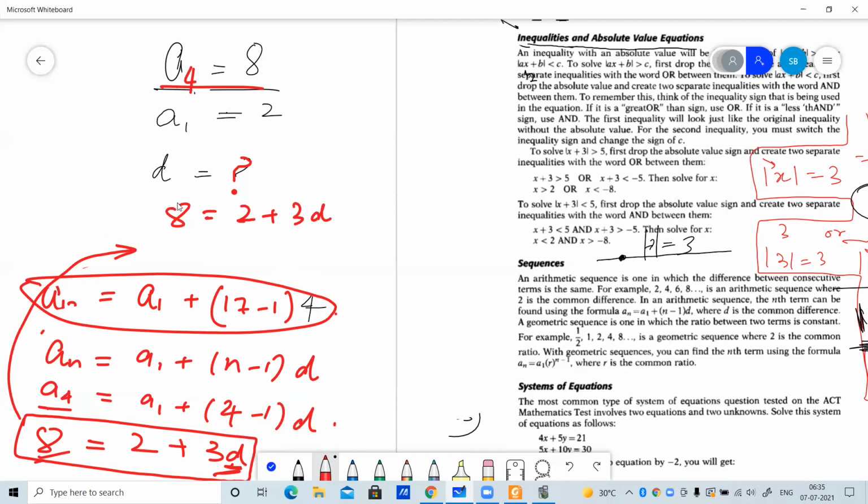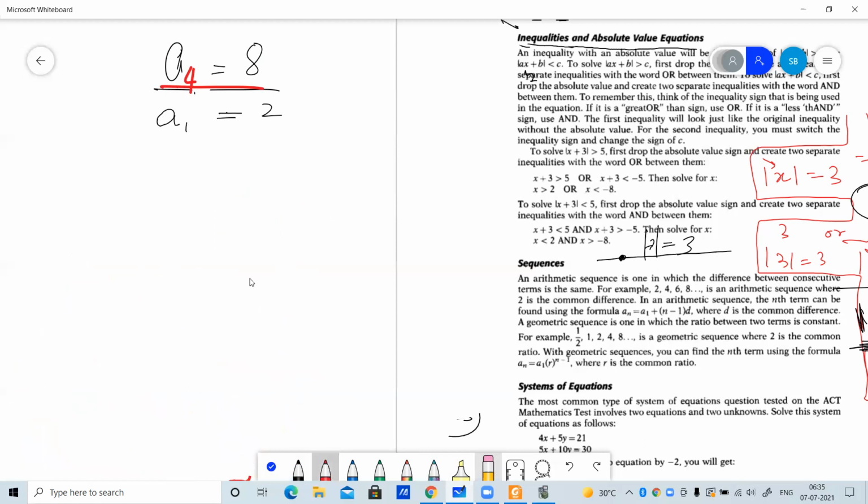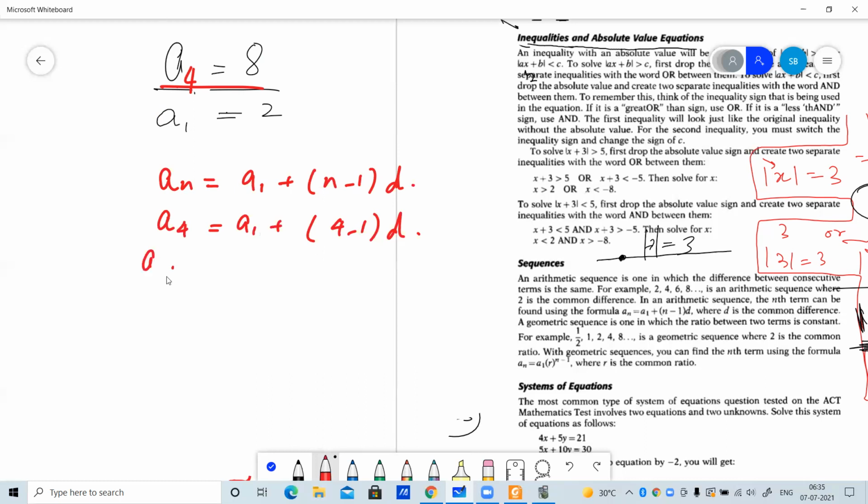Before, the formula was A1, and now it's A4 in the beginning, right? Before, the formula was AN in general. AN equals A1 plus N minus 1 times D. A4 is equal to A1 plus 4 minus 1 times D. A6 is equal to A1 plus 6 minus 1 times D, as we did before. So it depends on what you're having. You're having A4, you're having A1, and you want to calculate the common difference D.